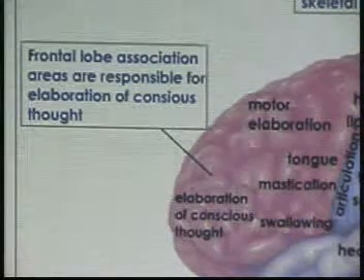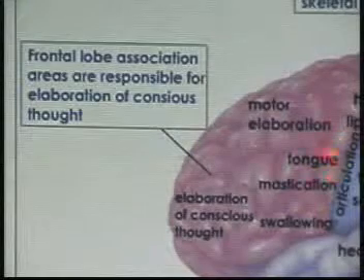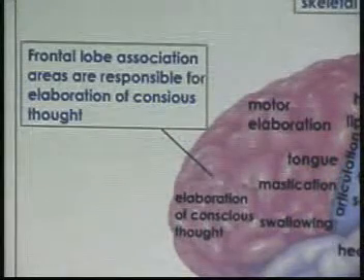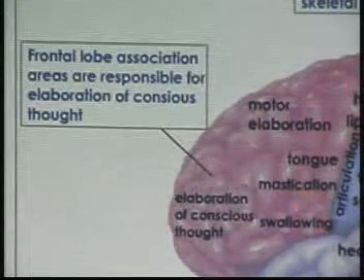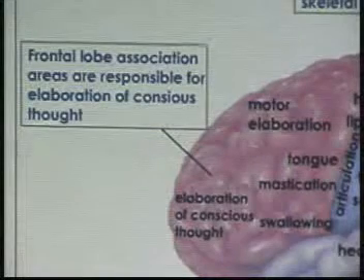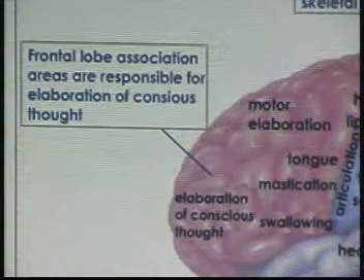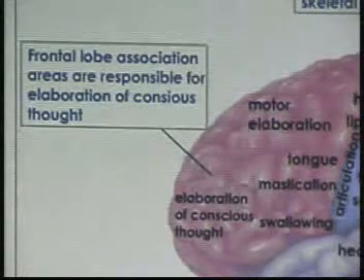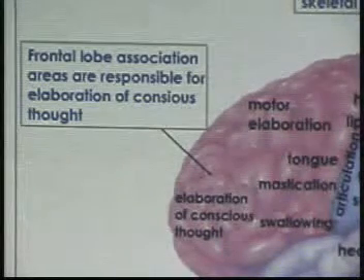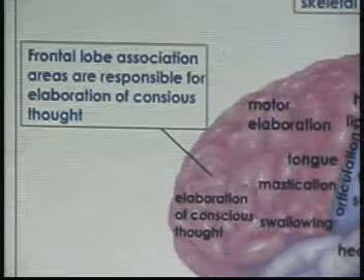We have another motor speech area. It is also located in our frontal lobe. It controls muscles of the larynx, pharynx, tongue. Injury to this area can cause inability of speech.